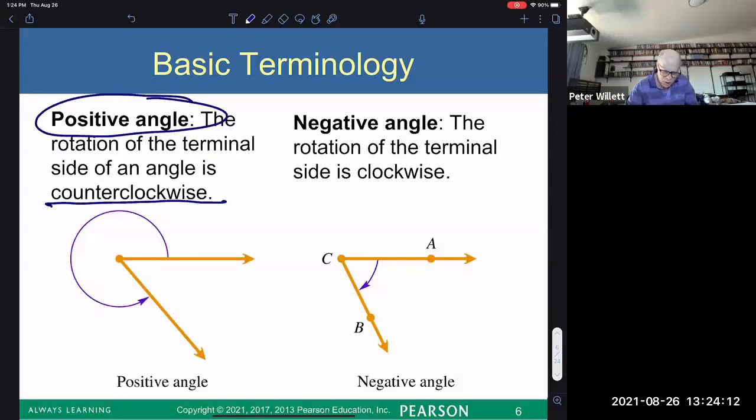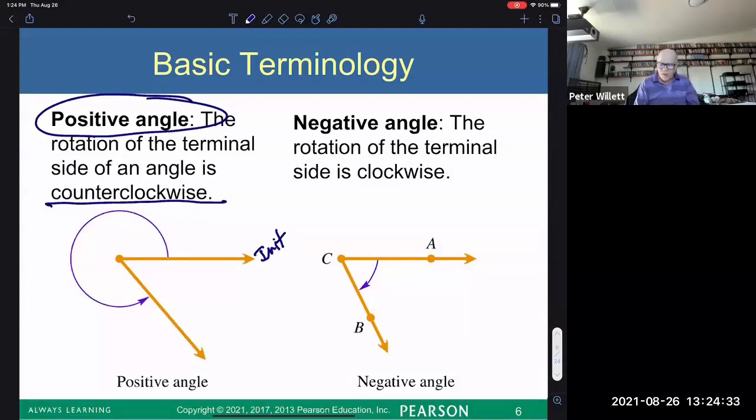Always, the initial one is here. So here's the initial side. If you're going from the initial side to the terminal side in the counterclockwise direction, that produces a positive angle measurement. To get an angle measurement in the counterclockwise direction will always produce a positive angle.